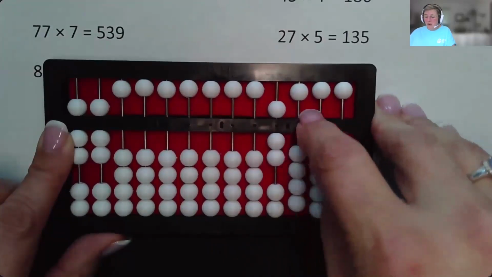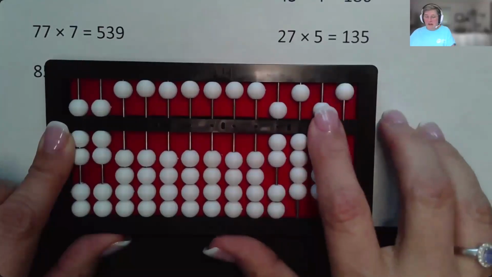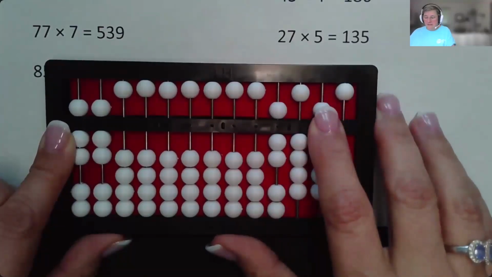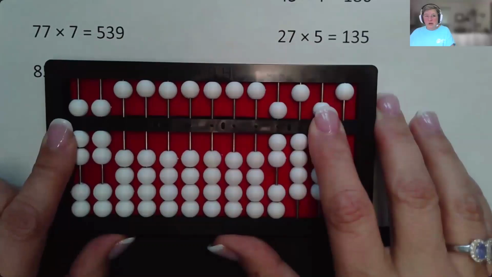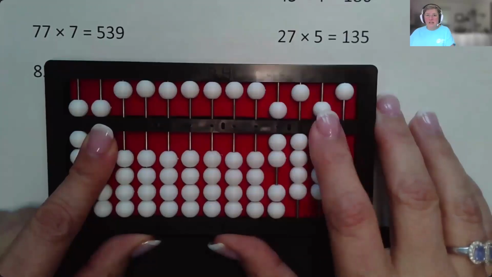Set the 4, move to the right, set the 9. Leave my finger there. 7 times what? My left finger rolls in and reads another 7. 7 times 7 is 49. Where my finger is gets the 40.